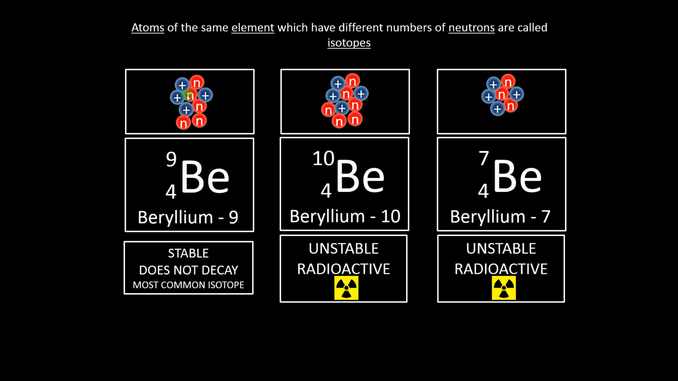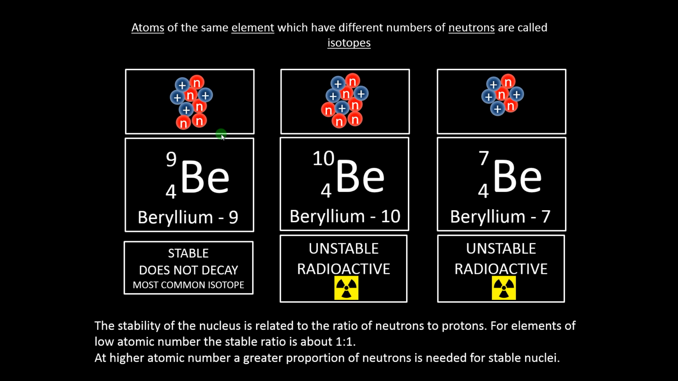So they are what we call radioactive. They will give out alpha, beta, gamma radiation in order to try and become stable. That's what radioactivity is. It's the nucleus giving something out in order to try and become more stable. So, a little bit about what causes things to be stable.